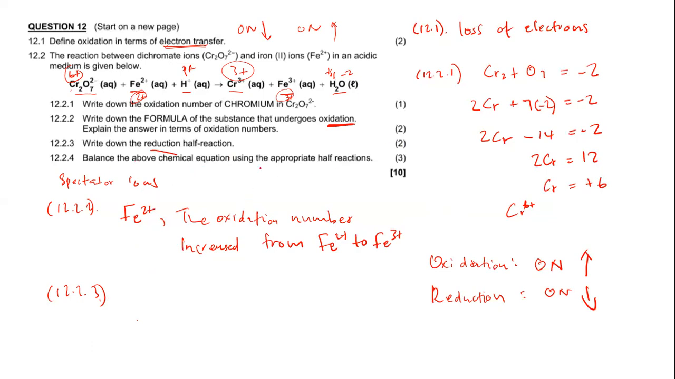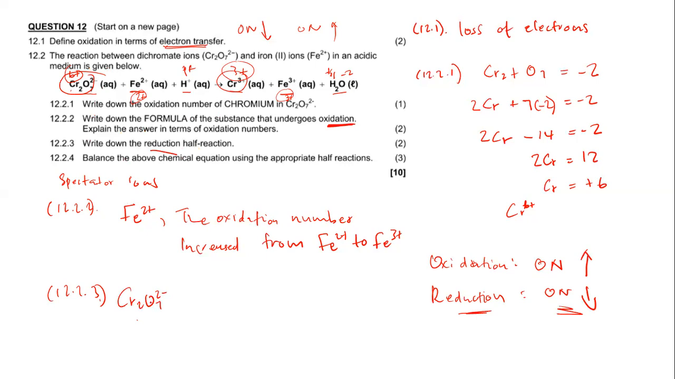It's 2 marks, so you don't have to waste your time. But if you want to understand how this thing was done, let me show you how. So we said Cr is the one that is undergoing reduction, because the oxidation number is decreasing from 6 to 3. Decreasing here, reduction.